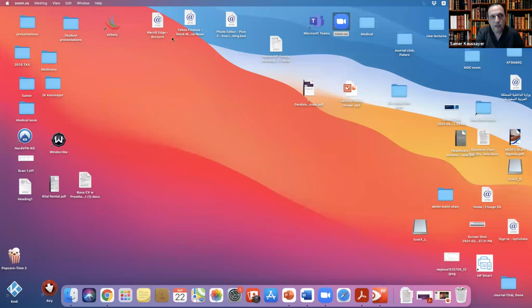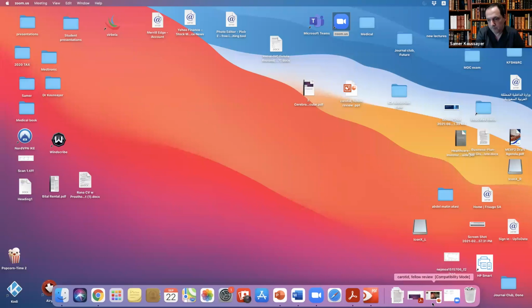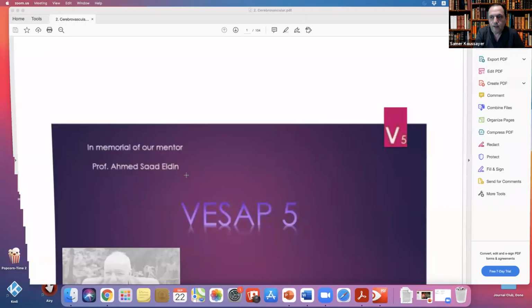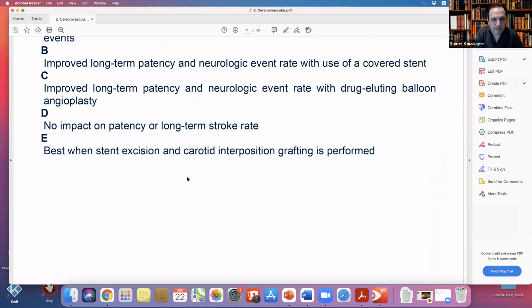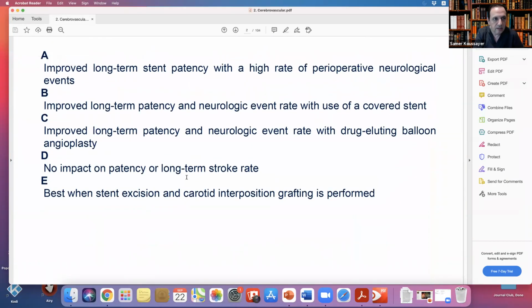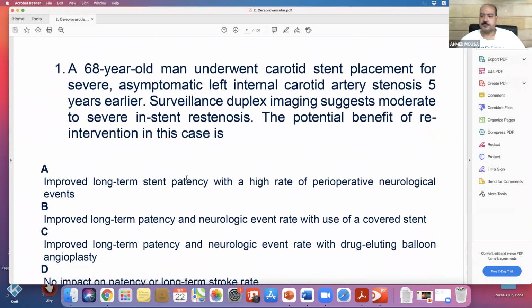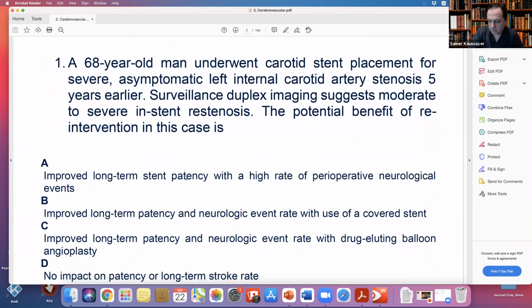Let me share my screen. Share screen, come on. Okay. Yeah. Okay, can you see my screen? Yes, sir. Good. Bassam, you want to start?